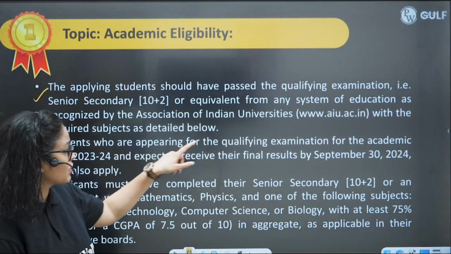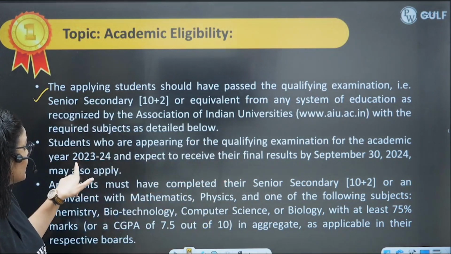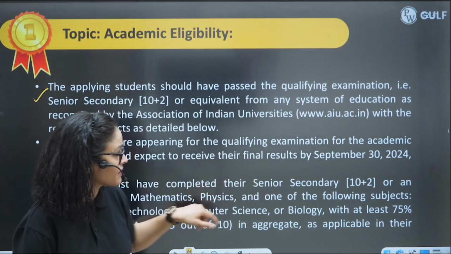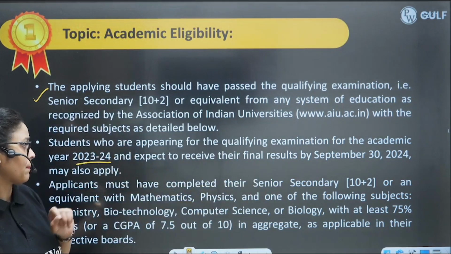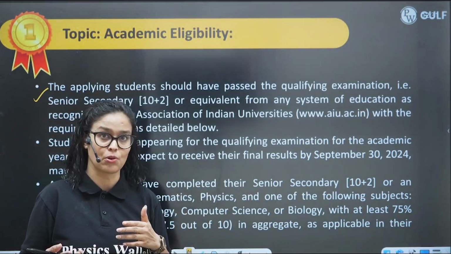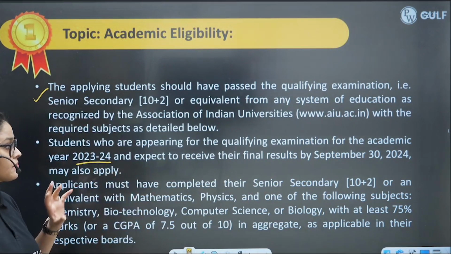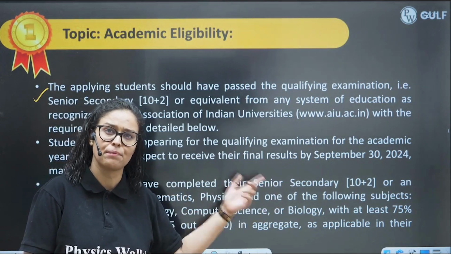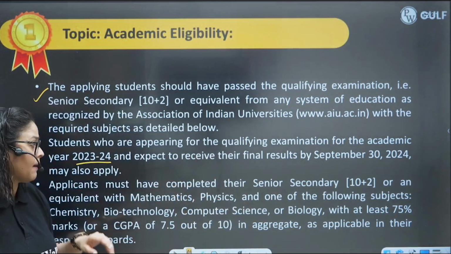Students who are appearing for the qualifying examination for the academic year 23-24 and 24-25 and expect to receive their final result by September may also apply, right? So this is for the kids, and again, this would apply for the next year also. So if you are looking for admission in 2024 and you feel that your result will come late, then you can also apply for that.